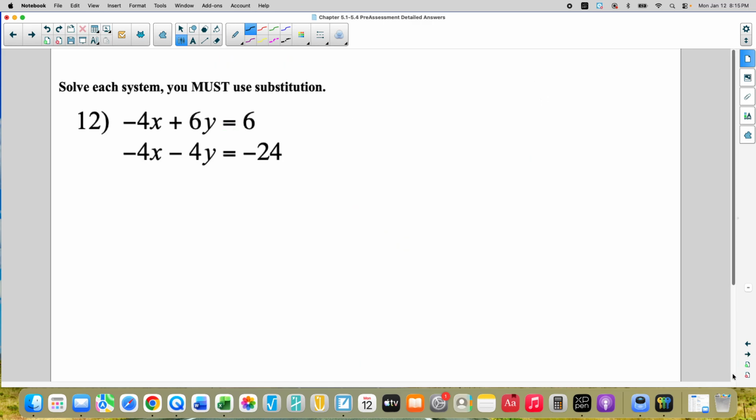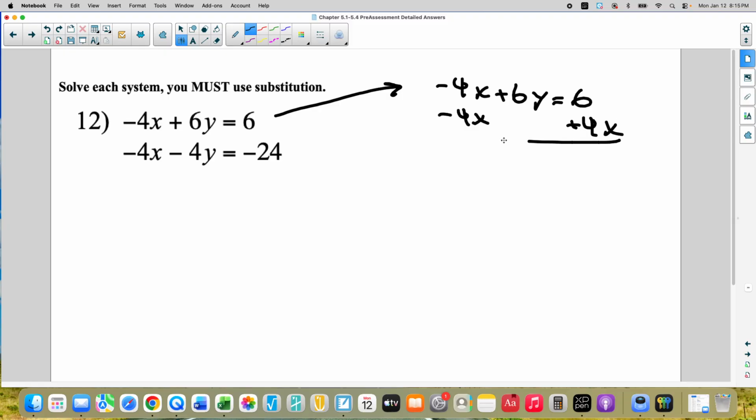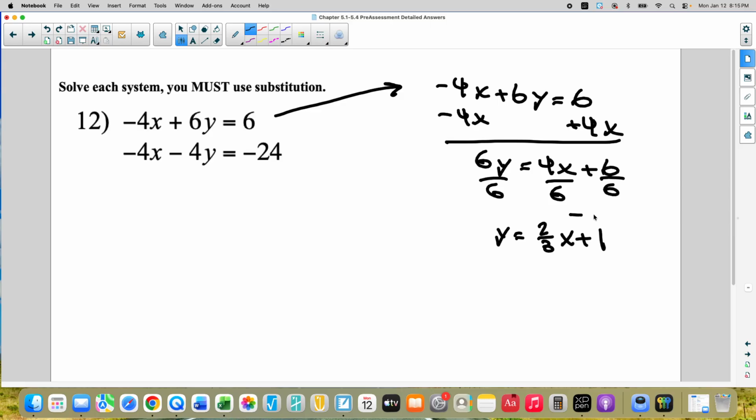Still using substitution. I still need to solve for a variable. I'm going to take this equation, -4x plus 6y equals 6. I'm going to isolate. I'm going to move the x over. 6y equals 4x plus 6. I'm going to divide everything by 6. Y equals 2/3 x plus 1. I'm going to simplify fractions. Everybody should be simplifying fractions.